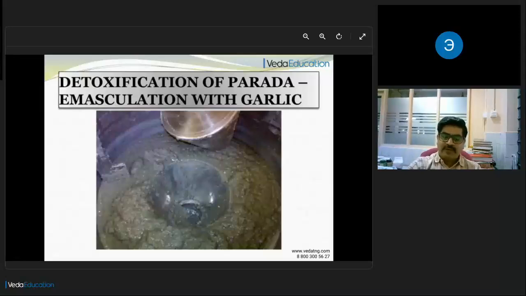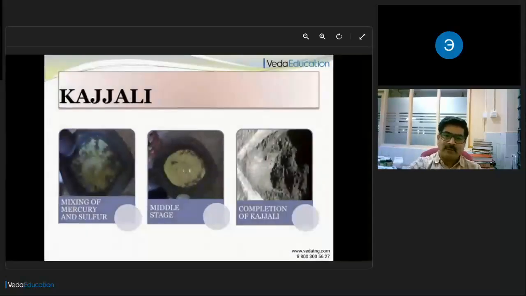So after purification, we will prepare this kajjali. So you can see this. The third picture is shown as kajjali. So the mercurial luster is lost completely, and that has been converted into a black powder.